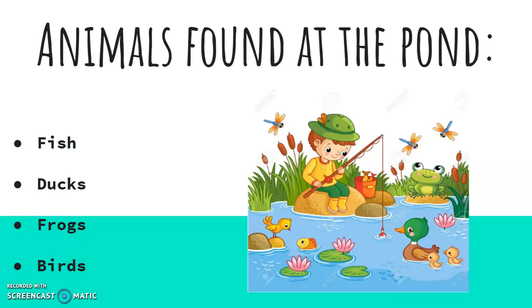Alright, so some animals that are found in a pond, basic ones: fish, ducks, frogs, birds. Depending on the age of your kids, you could go deeper with the organisms by taking water samples and observing those as well.